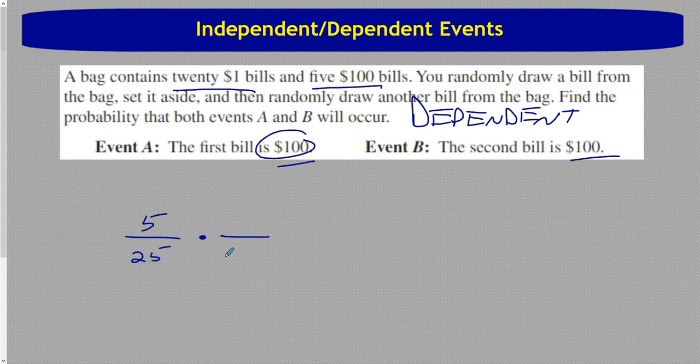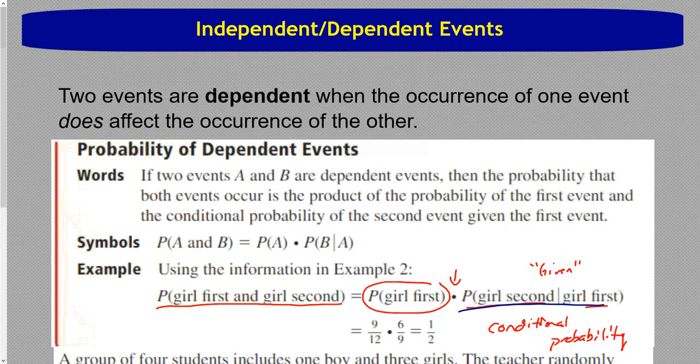Now for my second draw, this is where it changes. This is where the fact that they are dependent comes into play. If I put one of the bills in my pocket, how many are left? There's only 24 now. And if the bill I put in my pocket was a 100, how many hundreds are left? 4. So this does the exact same thing that this example did.